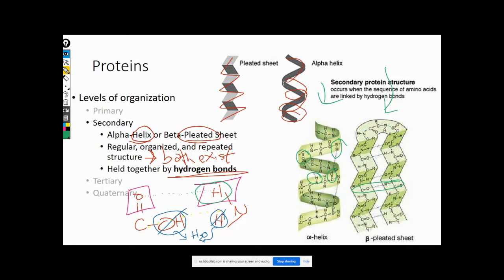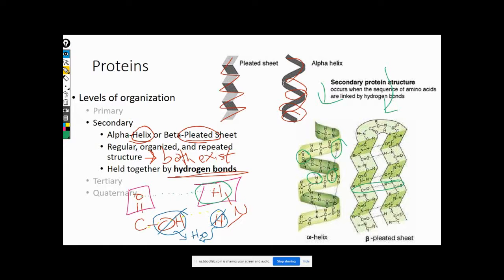Does everybody see that? Do the oxygen and hydrogen end up bonding, or do they just attract? Or they just want to bond? It is a type of bond. Good question. Okay, any questions about hydrogen bonding?